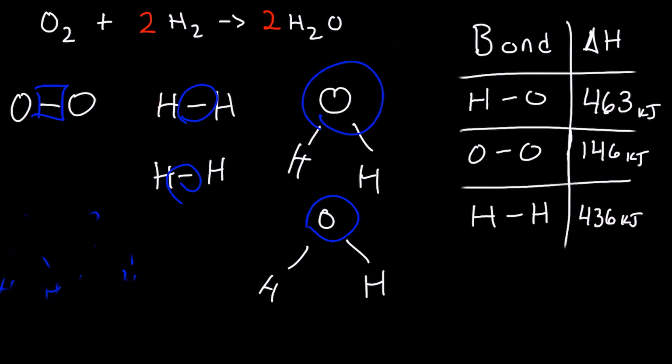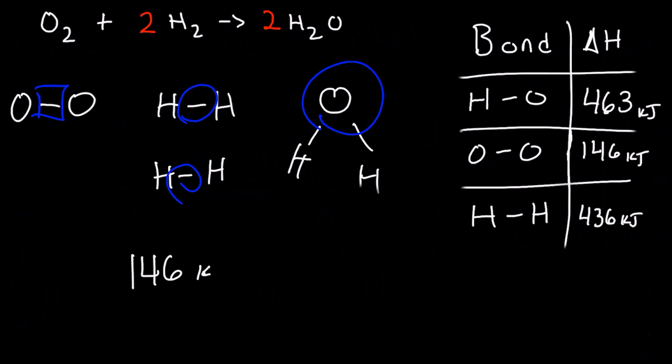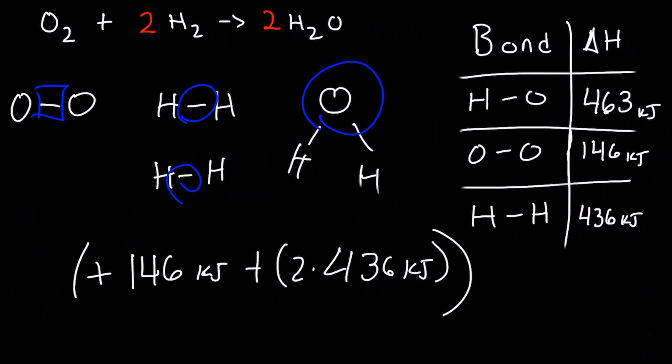Let me just erase this, get this out of the way, and I'll show you what's going to happen numerically. Breaking the oxygen-to-oxygen bond is going to require 146 kilojoules of energy, and that's positive. And then we're going to be adding 2 times the hydrogen-to-hydrogen bond energy, 436 kilojoules. And then we're going to be subtracting the bonds formed.